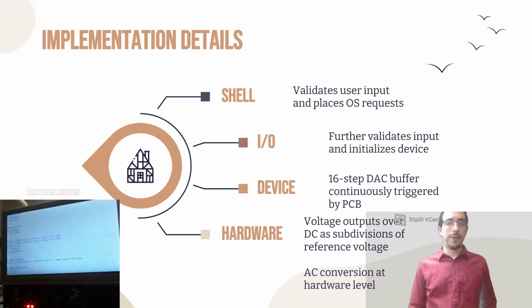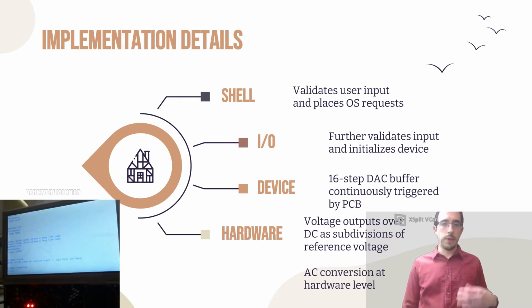So a few more details on how the synth was actually created and how all of this was implemented. When the user calls the synth, there's some validation that happens at the shell level to make sure that the formatting of the arguments is correct and things like that. And then it's passed down to the I/O layer. At the I/O layer, the DAC is initialized, and it is initialized in such a way that it has a 16-step buffer.